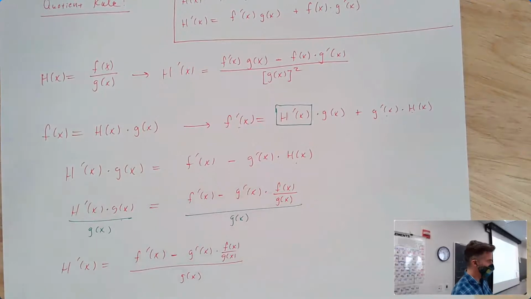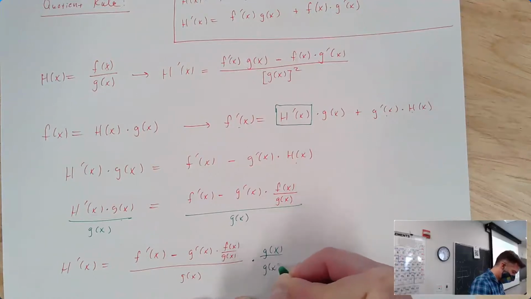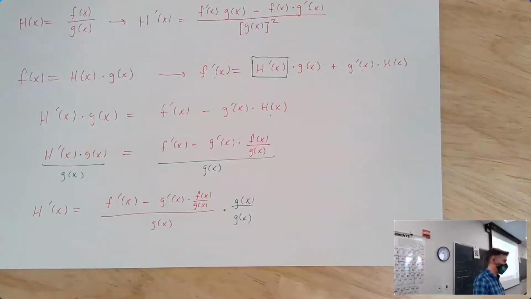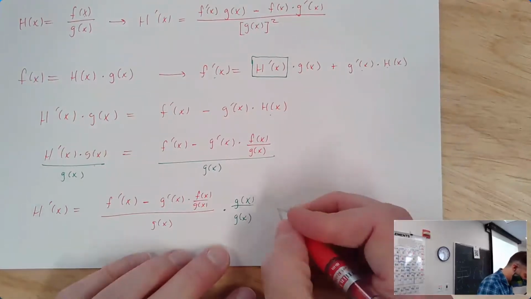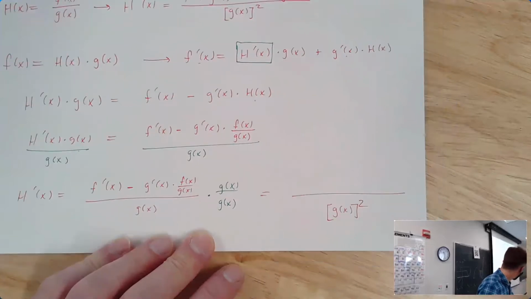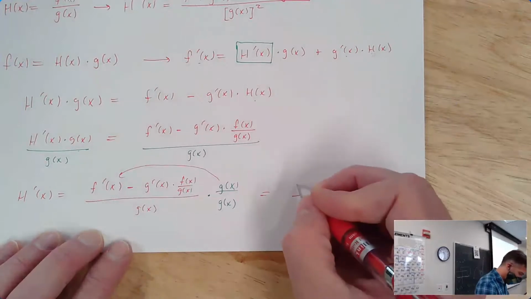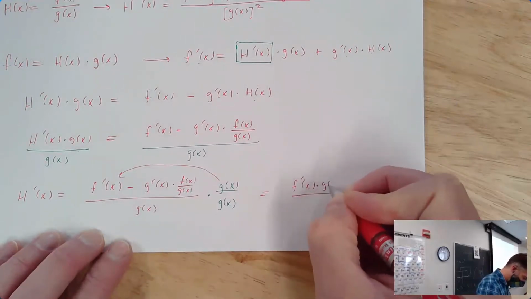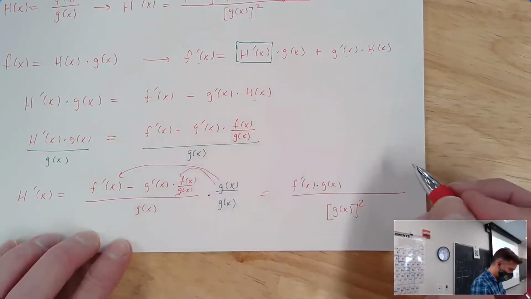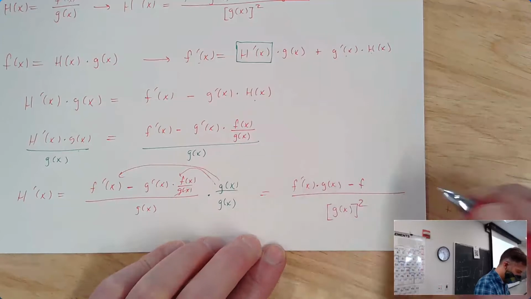And now check out this slick move. I'm going to multiply the top and bottom by g of x. It seems like a good idea because I want to get g of x squared in the denominator, so it feels like the right thing to do. And it is. In the denominator, we're going to get g of x quantity squared. In the numerator, we're going to get f prime of x times g of x. And then if I multiply the g of x here, it will cancel that g of x, and we're going to be left with f of x times g prime of x, or g prime of x times f of x, either way you want to say it.